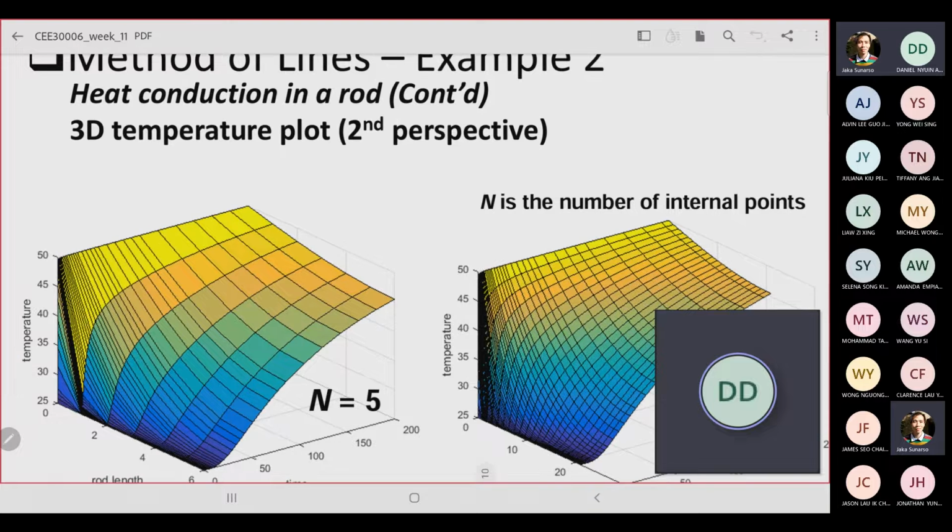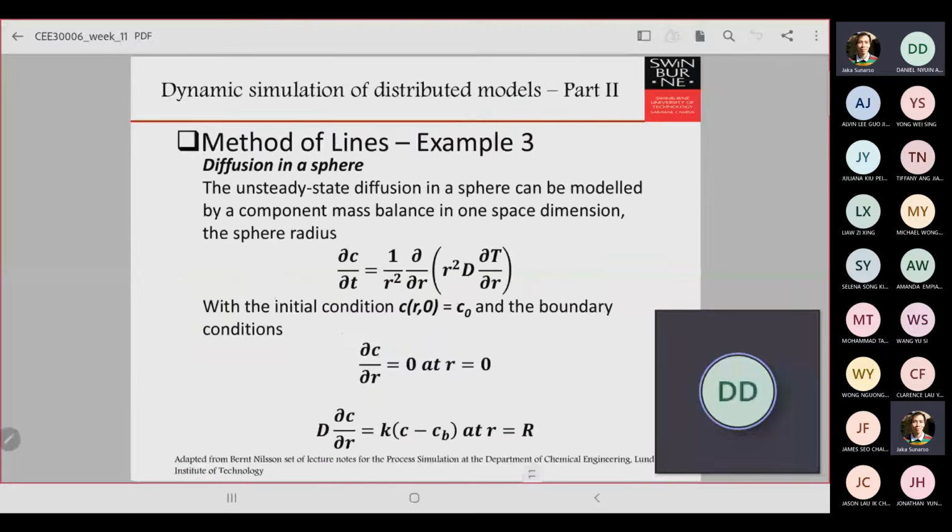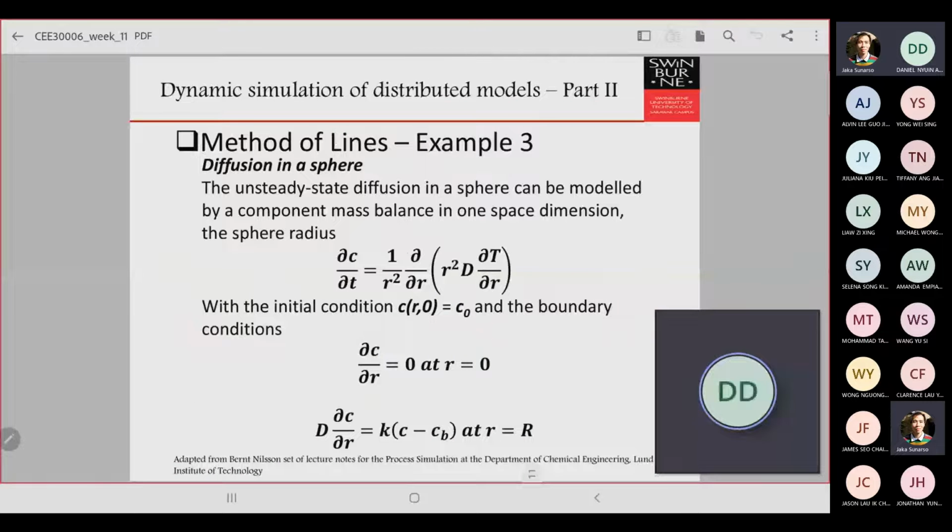I'm sorry for that. Okay, so that will be the second example for the dynamic distributed model. Then another example in here will be a conceptual example. Let's say we have a diffusion in a sphere. If we have unsteady state diffusion in a sphere, we can model it in terms of one space dimension, which is the sphere radius. Okay, so we have the initial conditions and the boundary conditions.